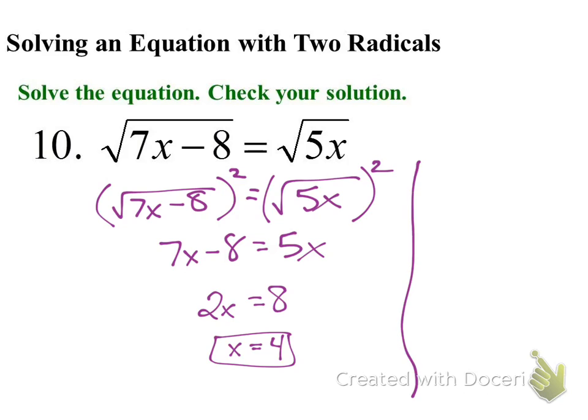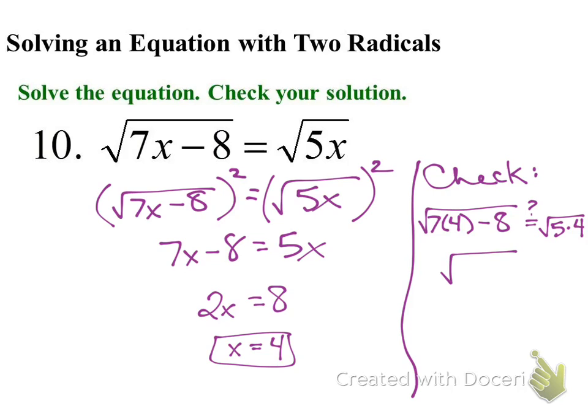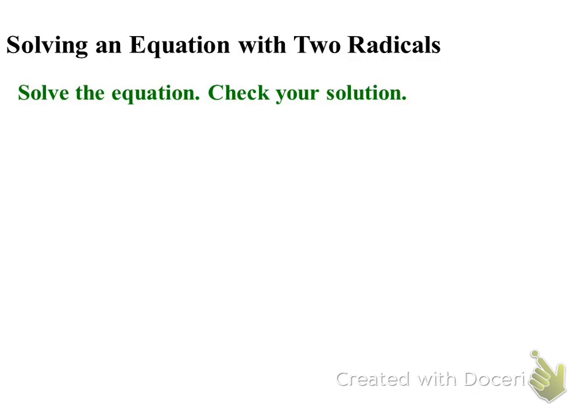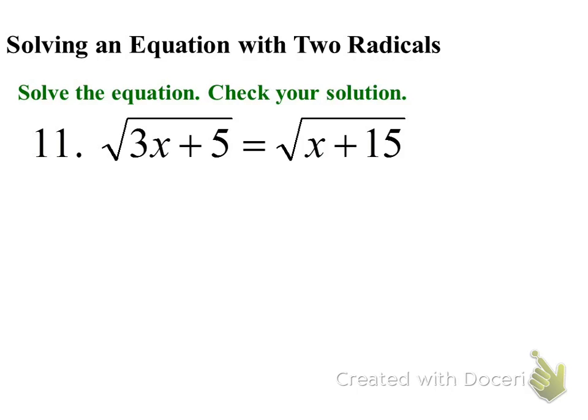So for the check, if I put in a 4, square root of 7 times 4 minus 8, question is it equal to square root of 5 times 4? So go through that process. Square root of 28 minus 8, is it going to be the same as the square root of 20? And it should, because we get the square root of 20 on the left side, square root of 20 on the right side. Next problem.